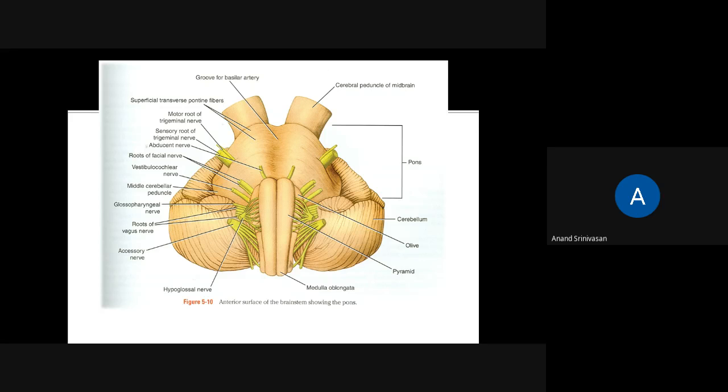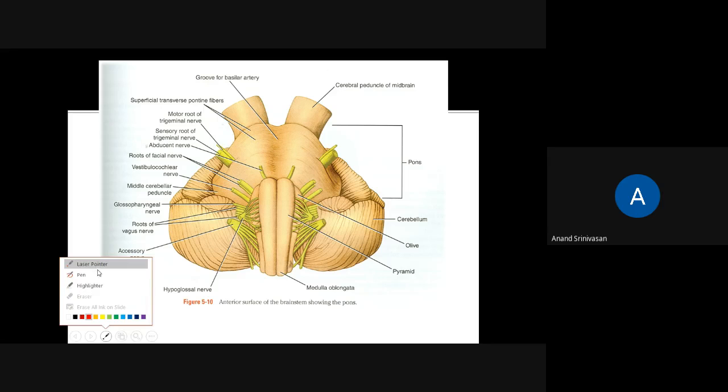Here you can see this is the medulla, which we have already seen, and the medulla continues down as the spinal cord. Just above the medulla, there is this structure which is the pons. Behind the pons, you can see there is the cerebellum. The pons is connected to the cerebellum by the middle cerebellar peduncle.